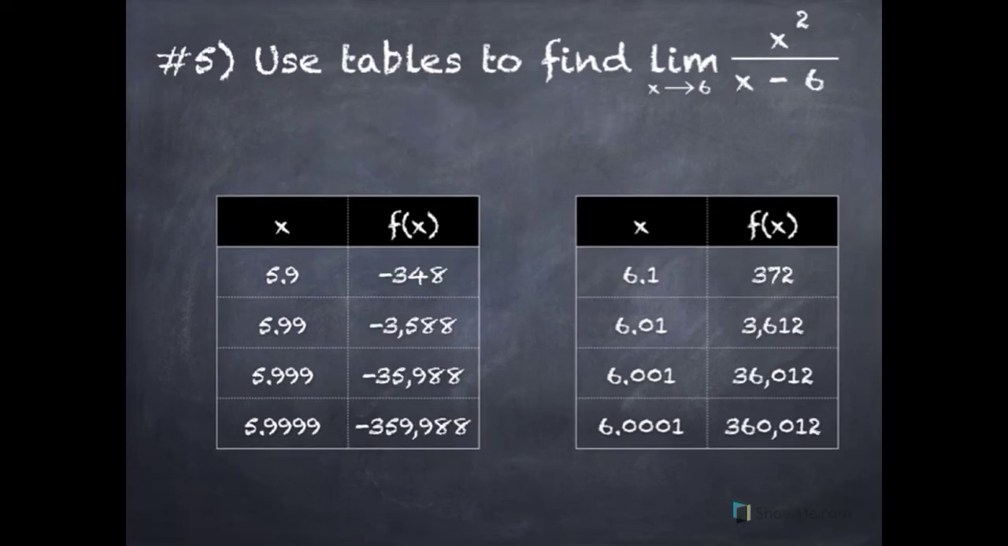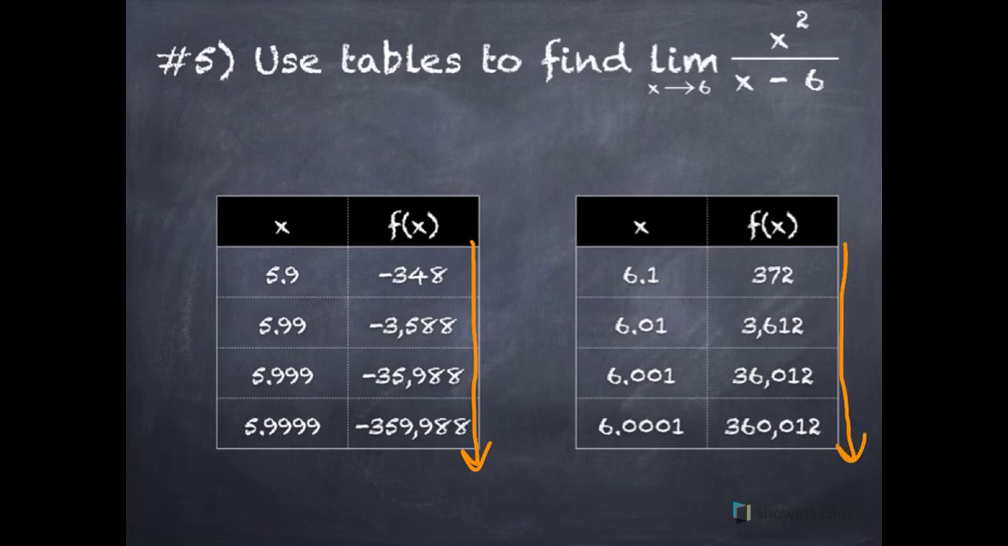Final example, we're supposed to find the limit of x squared divided by (x minus 6) as x approaches 6. Looking at our tables here, once again we're approaching 6 from the left and we're approaching 6 from the right. It's standard procedure at this point. Notice something different though. As we looked at these y values in this first table, they're getting huge negative. If you look at the y values in the other table, they're getting huge positive. They are not approaching the same number.